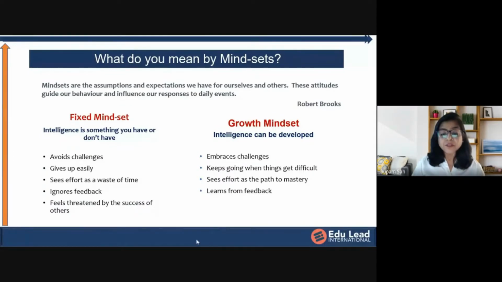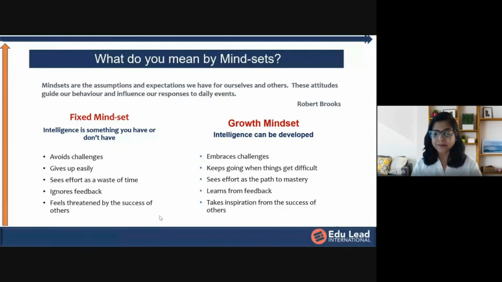But if you are able to learn, if you're able to take inspiration from the success of others, that is the time you can say that, yes, you have a growth mindset. So let me find out how this person has been able to win over all the students. What are the things? Let me find it out. So when you are thinking in this manner, you're of growth mindset. So that's the difference between a fixed mindset and a growth mindset.